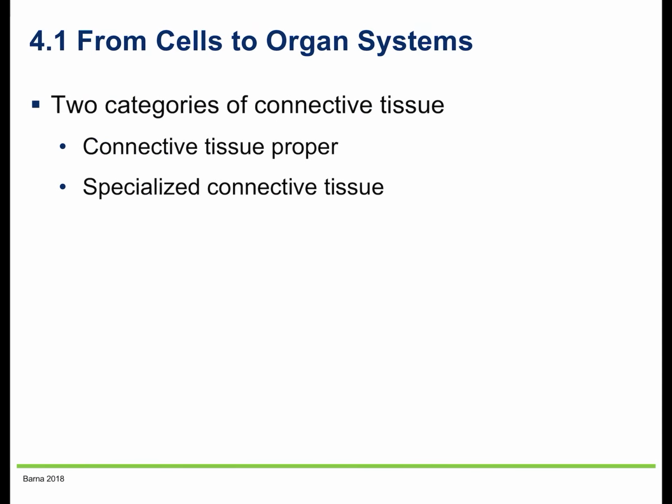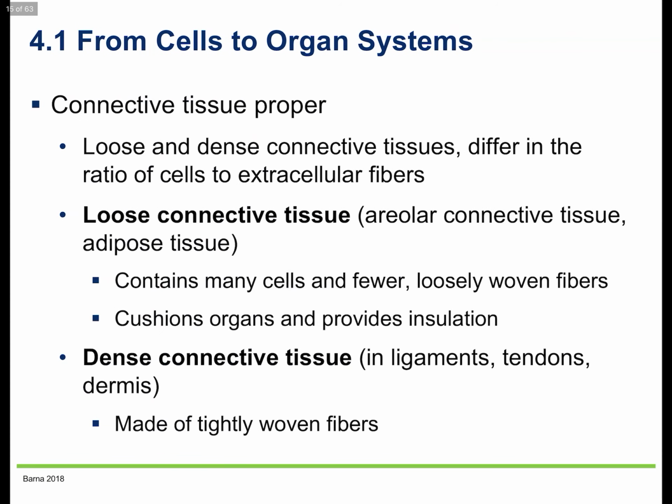Now there's connective tissue proper, and then there's specialized tissue groups. Connective tissue proper gets further divided into a loose or a dense connective tissue. The loose is like areolar and adipose tissue. Areolar connective tissue is kind of like a filler tissue. You find it between your organs. It binds your organs. Adipose tissue is fat tissue. This is going to cushion and provide insulation.